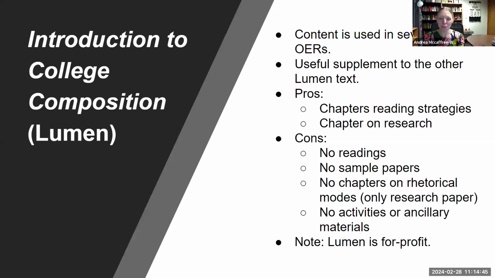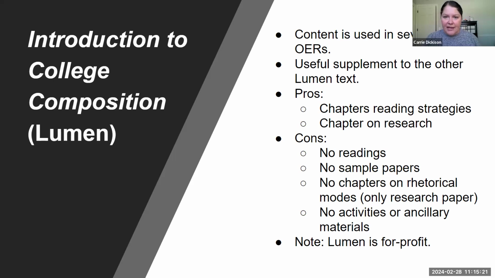Okay. The second one I'll talk about is also a Lumen text. This is smaller, and the content in this one is also remixed a lot in other comp ones. But the reason we included this on the list is that we feel this is a really useful supplement to the other Lumen text. So if you're using that first Lumen text, but there's pieces you're missing, such as the research piece, or if you want to talk about reading strategies and integrated reading, there's content in this OER that you can use to supplement that first OER.